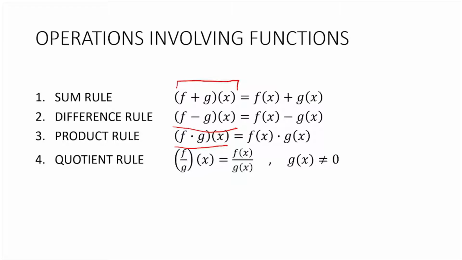Now lastly, we have the quotient rule. So basically you take the quotient, or ratio, of two functions. Again, this means f of x divided by g of x, and g of x must not be equal to 0, because if the value of g of x is 0, then we have an undefined value overall. So we do not want that to happen. The denominator must not be equal to 0. That's the condition.